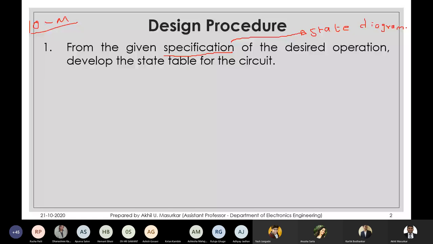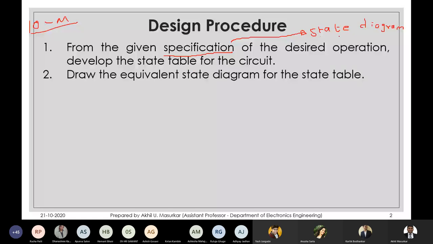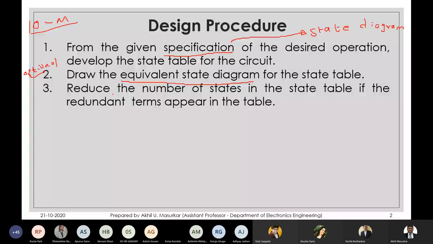Then, if the state diagram is not given, then you have to create the state diagram. So that is why I have written this step 2. This might be optional. Many times the designer will give the specification in terms of state diagram. Then, if possible, there might be redundant states. So we may have to reduce the number of states. So point number 3 talks about state reduction.